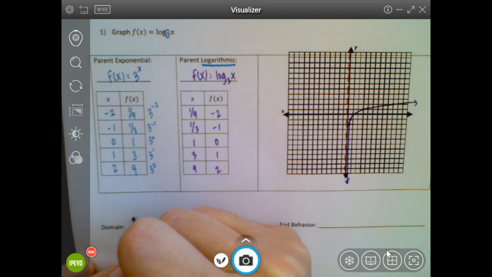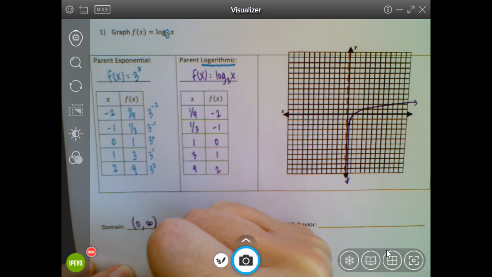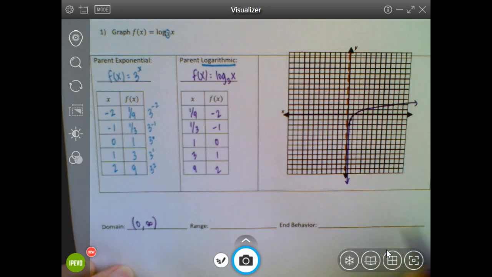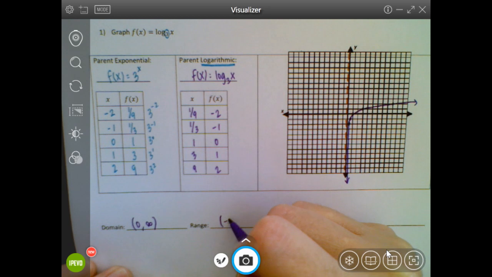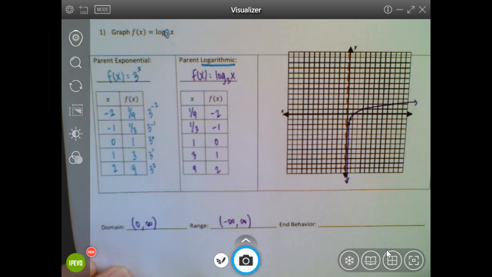So we're starting our domain at 0, and we're going to positive infinity, because again, I'm talking about the x values. The range, or the y values, I'm getting really large negatively here, and as the x values continue, it's going to become really large positively. So range is negative infinity to positive infinity.